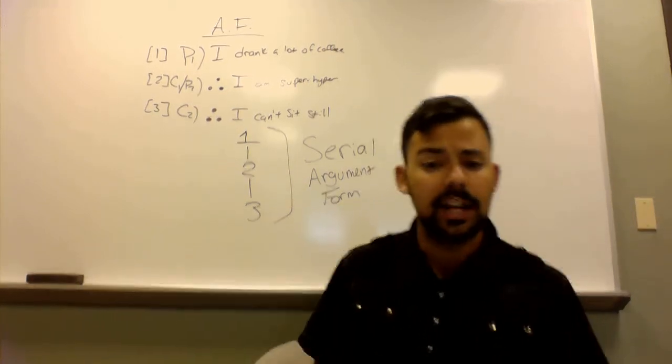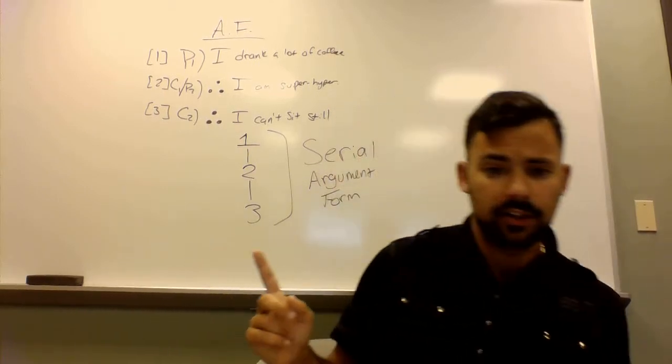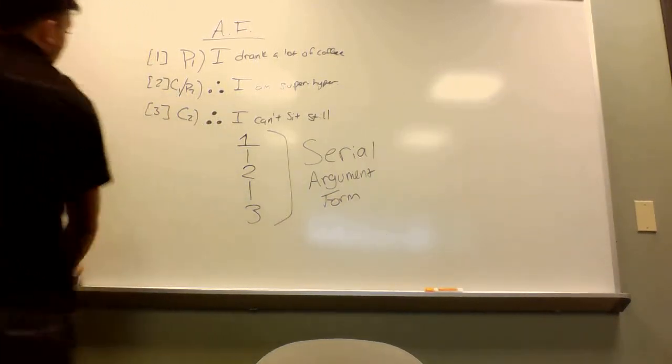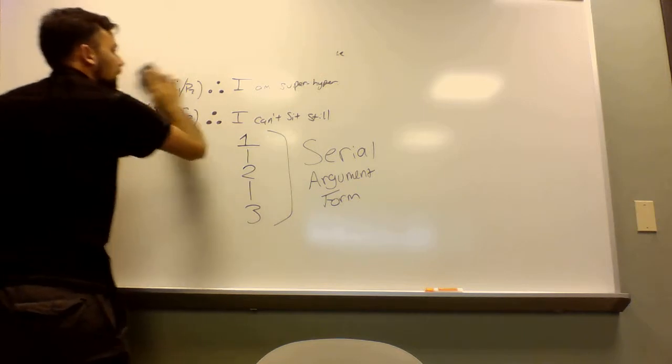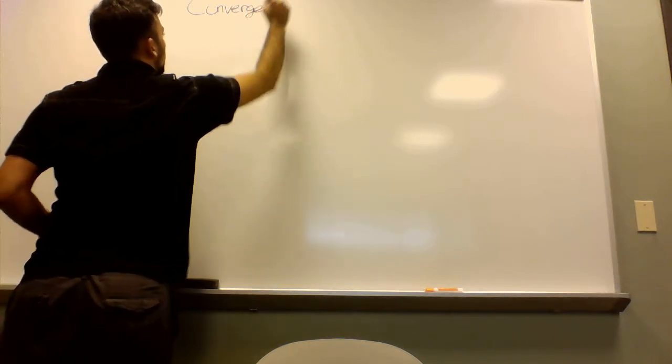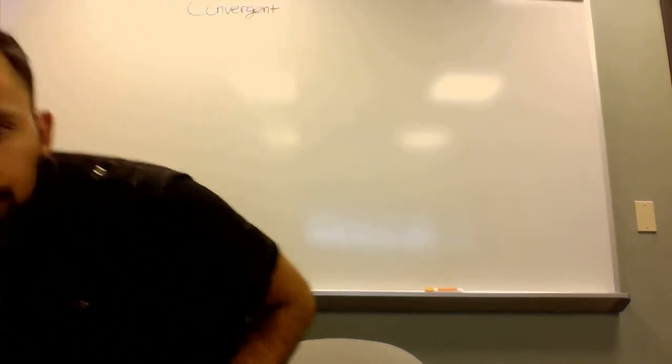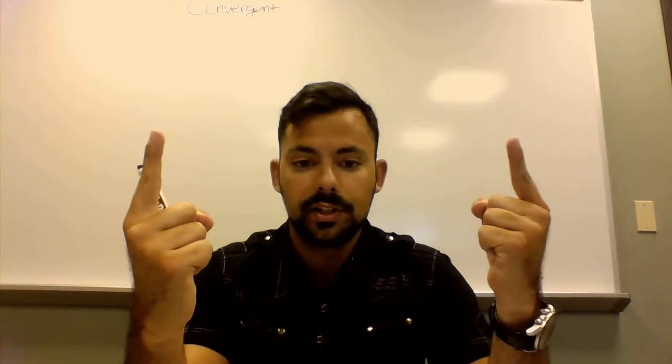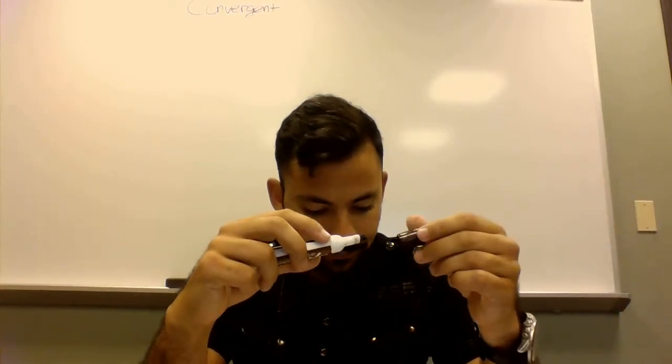Okay, so the second type of argument, we'll go ahead and erase this. I'll give you an extra second if you want. So the second type is a convergent. These happen a lot. Essentially what a convergent argument form is, think about it, 2 things are converging, right? So there's 2 premises that support one conclusion independently, right?